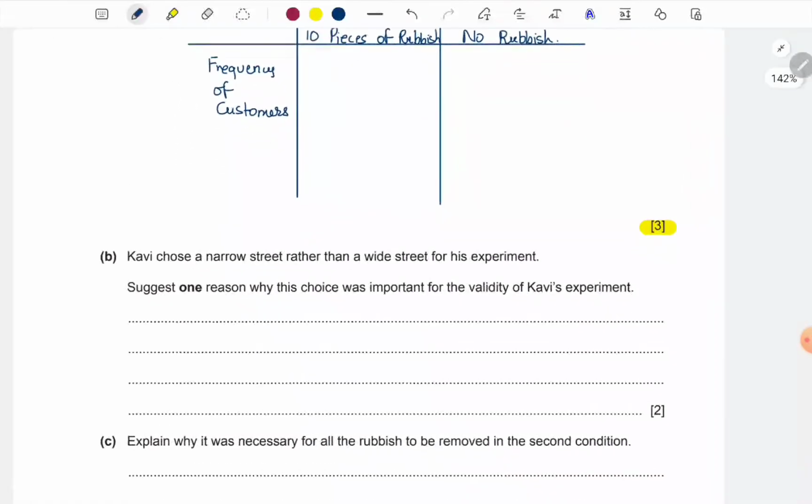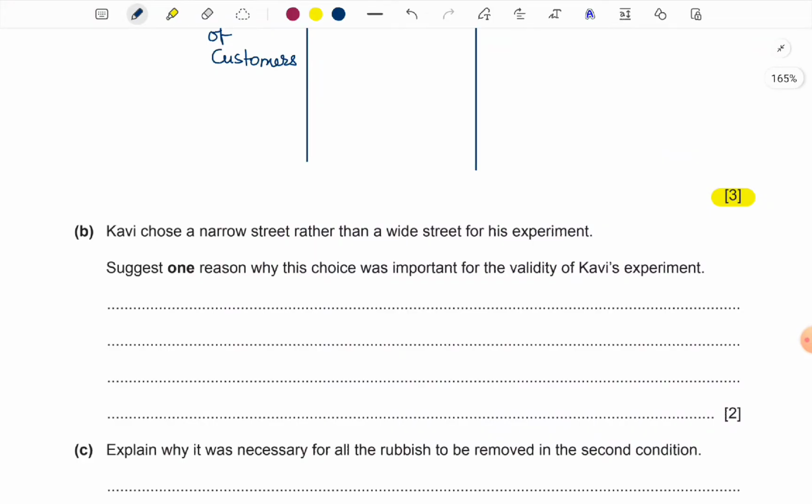Next, continuing with the scenario, they have asked us: Kavi chooses a narrow street rather than a wide street for his experiment. Suggest one reason why this choice was important for validity of Kavi's experiment. In these type of questions, it is most important to not write anything from the top of your head.